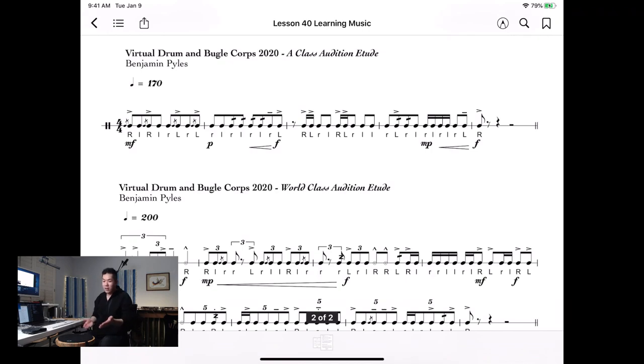Sometimes you'll still get stuff like in this world-class piece, there are some things where I was like, wait, what is that? And then you have to break it down, which is also an important skill set that we're going to talk about here in a second.